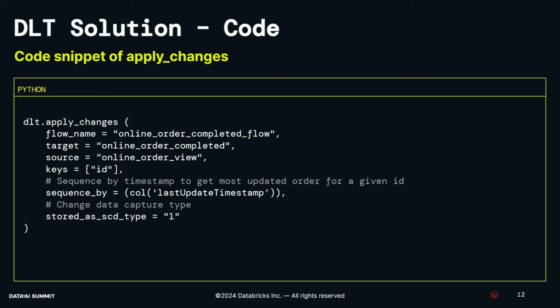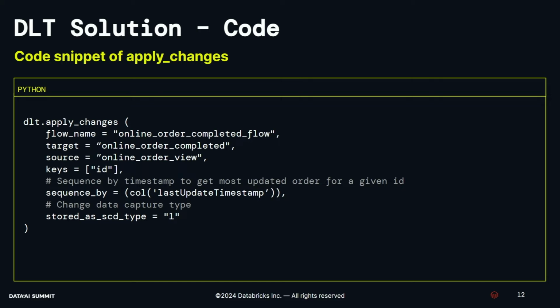And in order to tell DLT which order ID record to pick to put in the final table, we specified a sequence by. So we have it sequencing by the last updated timestamp, meaning that if a new record were to come in with a more recent update or a more recent timestamp, that would then be updated in our final table.